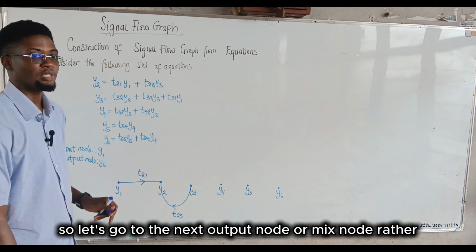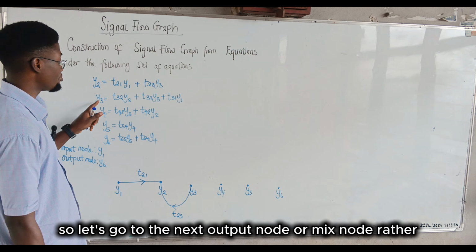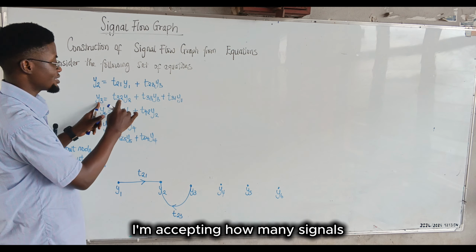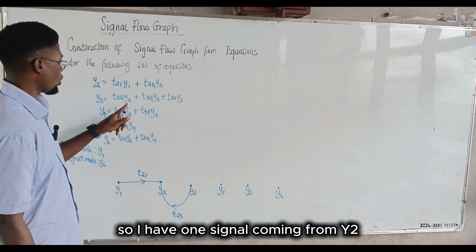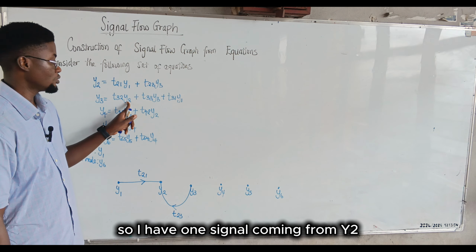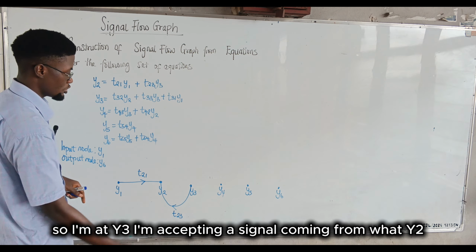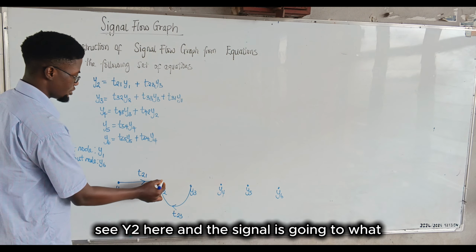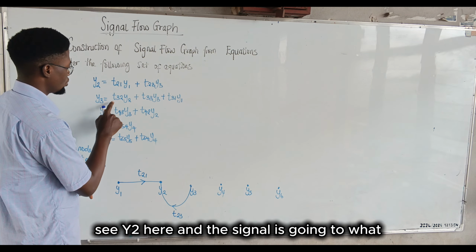So we are done with Y2. Let's go to the next output node, or mix node rather. The next mix node is Y3. And in Y3, how many signals am I accepting? I have one signal coming from Y2. What signal is that? T32. So I'm at Y3, accepting a signal coming from what? Y2. See Y2 here, and the signal is going towards Y3.